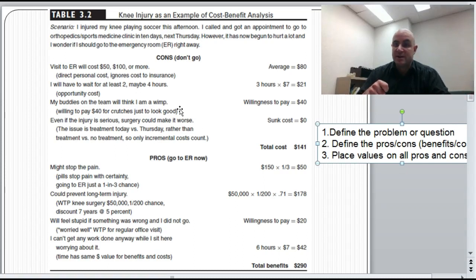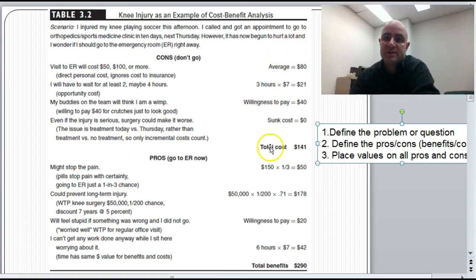Okay, fine, I'll do that. So that's kind of doing it there. Now this last one here, the serious injury, surgery can make it worse. Well, that's not really the decision that you're making today. So when you're doing these analyses, you want to focus on the decision right now, right in front of you.